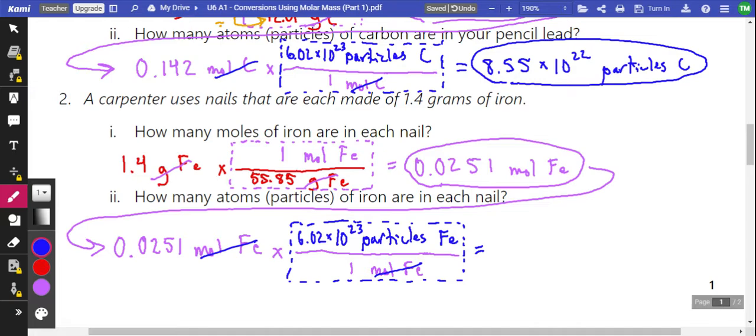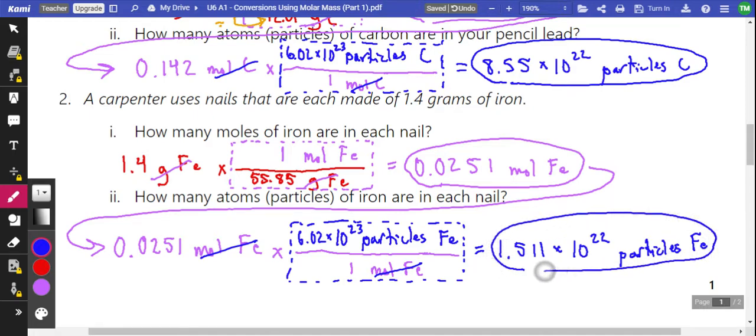So we'll plug this in our calculator. 0.0251 times 6.02 times 10 to the 23rd. We get 1.511-ish times 10 to the 22nd. Okay, our unit is now atoms or particles of iron.